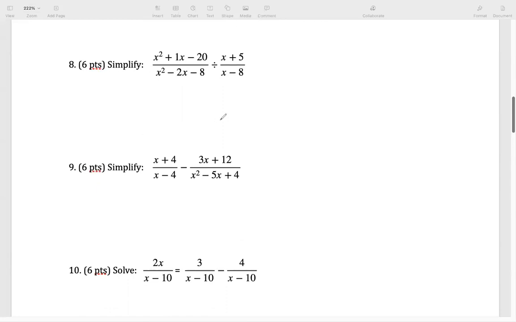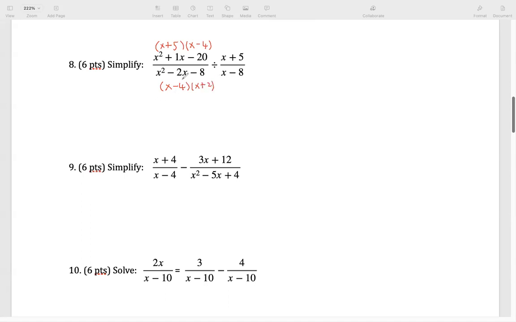So number 8, we want to simplify. Simplify, we put it in factored form. So two factors of negative 20 that add up to 1, so that has to be 5 and negative 4. Then two factors of negative 8 that add up to negative 2.